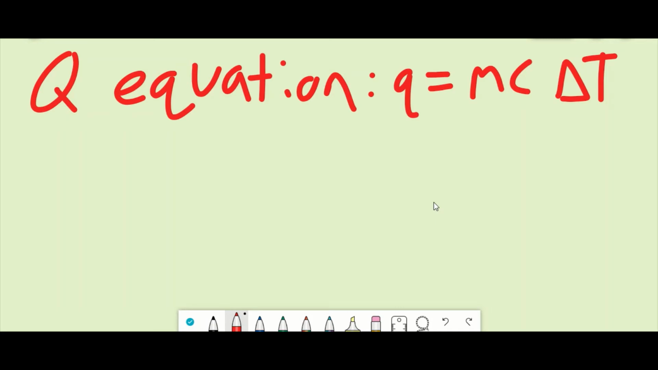In this lesson, we'll be introduced to the Q equation, through which we can calculate the amount of thermal energy absorbed or released in a reaction. We can also use this equation to calculate the mass and change in temperature if the other variables are known.